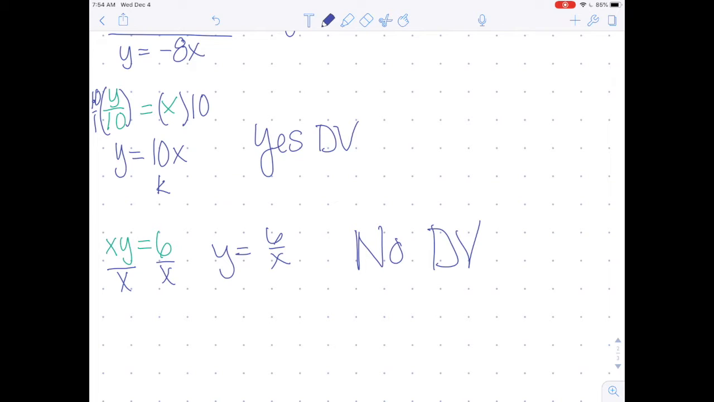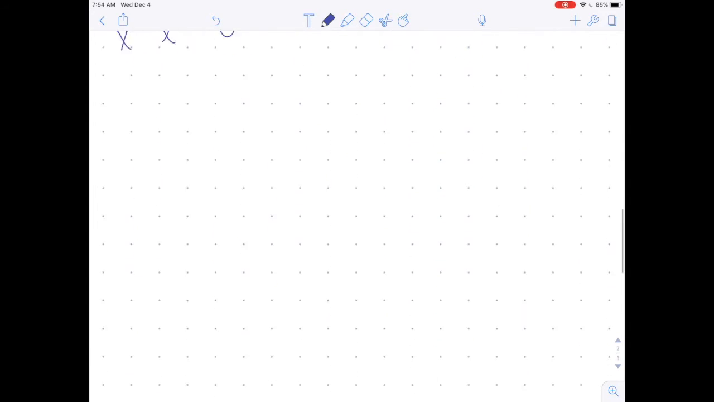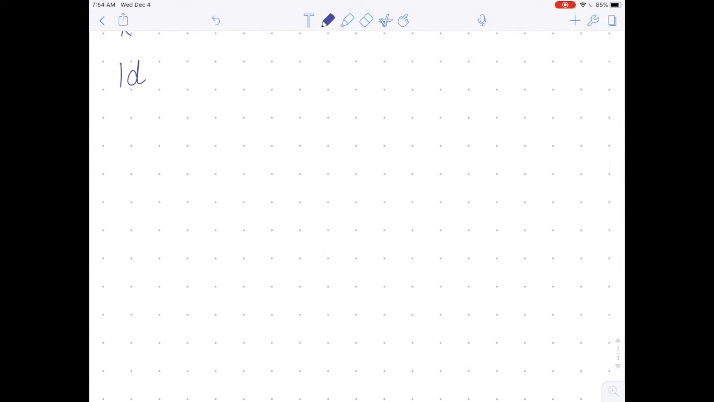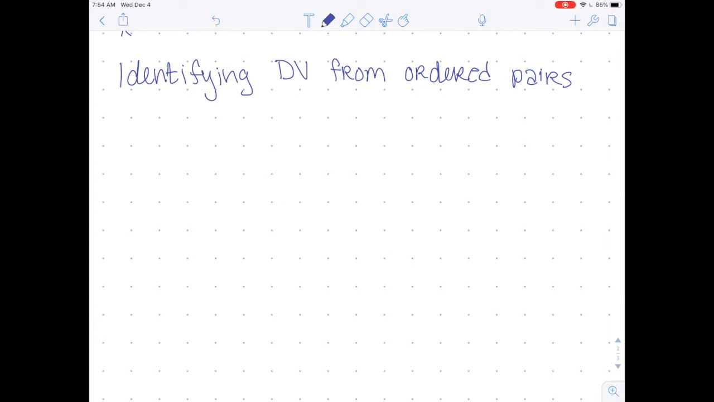Okay, one of the last things we need to talk about is identifying direct variation from ordered pairs. So let's write this down. Identifying, I'm just going to write DV for direct variation from ordered pairs. So we've got the ordered pairs (2, -14), (5, -35), and (-3, 21).